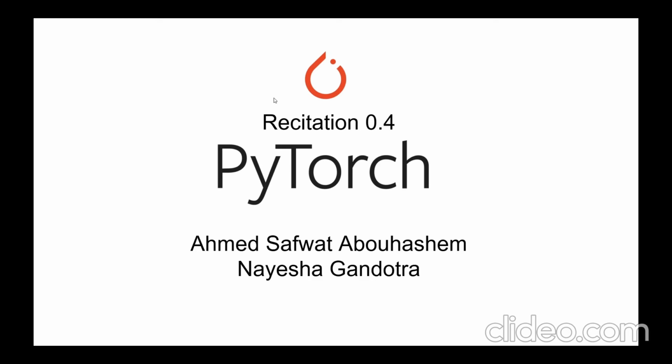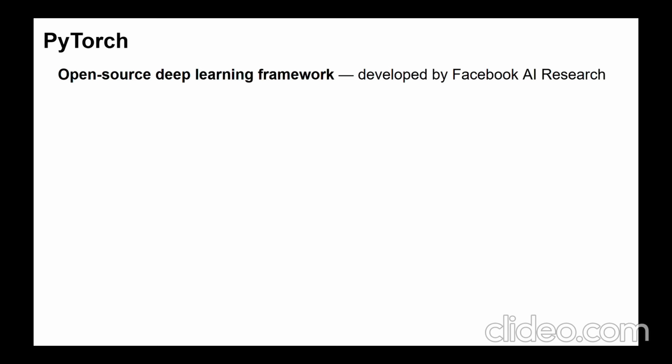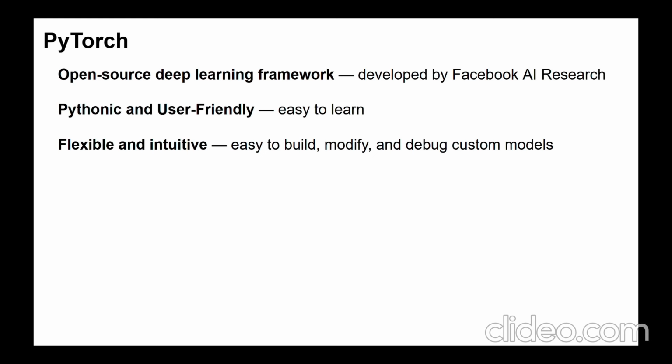Hello everyone. In this session, we are going to talk about PyTorch, one of the most widely used deep learning frameworks. PyTorch is an open source framework. What makes it specifically attractive to researchers, developers, and to everyone is that it's Pythonic and user-friendly, meaning it integrates seamlessly with Python and feels very intuitive to use. It's also flexible, giving you the freedom to build, modify, and debug your models easily. And unlike static frameworks, PyTorch uses dynamic computation graphs, which is great for models where structure may vary during runtime.